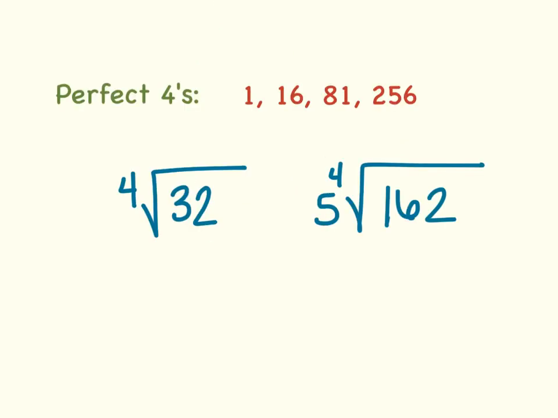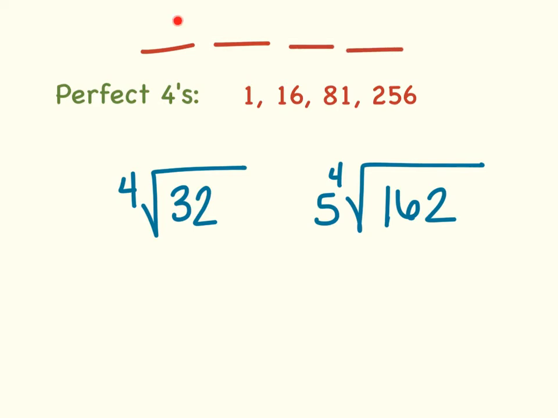Now, there's no reason to stop at perfect cubes. You could keep going. Perfect 4s, perfect 5s, perfect 6s. So I'll give you two examples of perfect 4s. Now, we probably haven't talked about these numbers, but clearly they're easy to get. I'm taking a number 4 times and multiplying it to get my perfect fourth power.